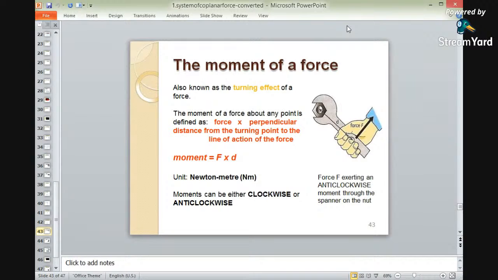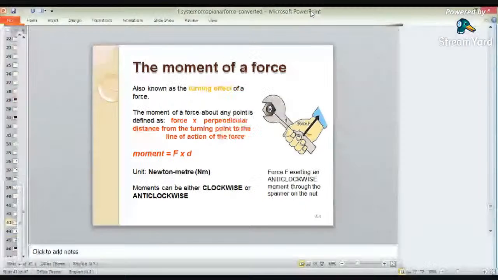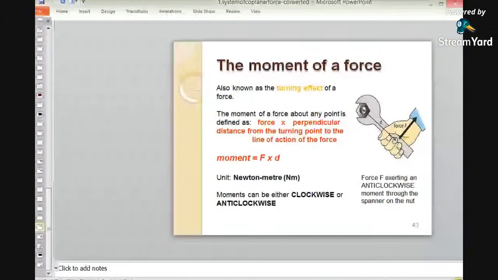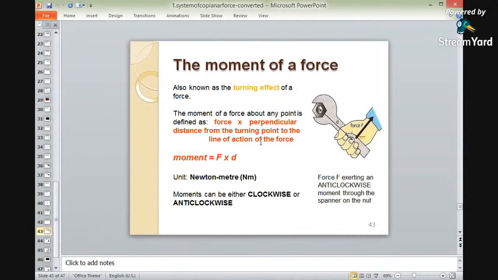The most important is nothing but a moment. Okay, so there is an example here. When a force has been applied, it is making an angle of 90 degrees. So what is a moment? Moment is known as the turning effect of a force. When a force is applied at some distance, it results in the formation of a moment.